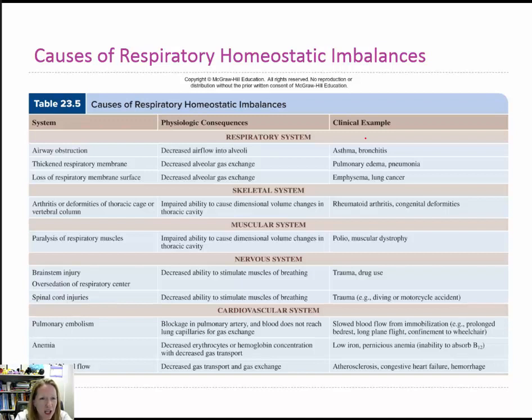So one more section: we're going to take a look at breathing rate. We're going to talk about how hyperventilation and hypoventilation are going to change the blood's chemical composition. And then we're going to take a look at a little bit of exercising.